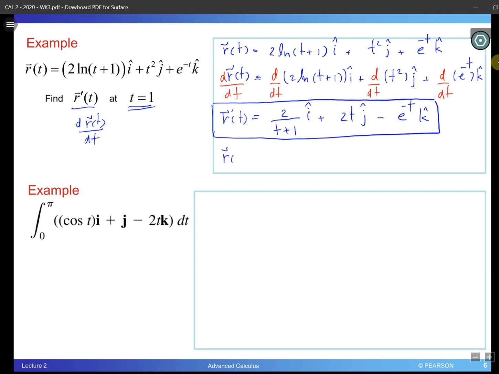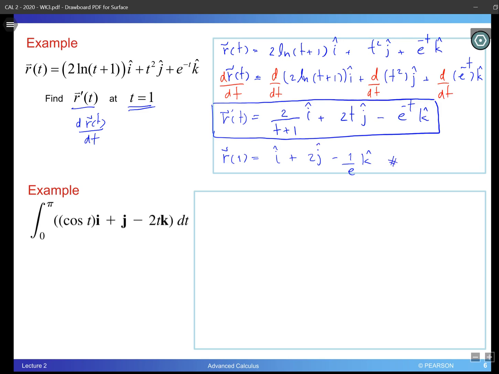r prime of 1, so that's going to be 2 over 2. That's going to be i, right? 1 times 2, we get 2j. Minus, well, we put 1 in, so we are going to get 1 over e, k hat. Alright, and that is the answer for the first example.